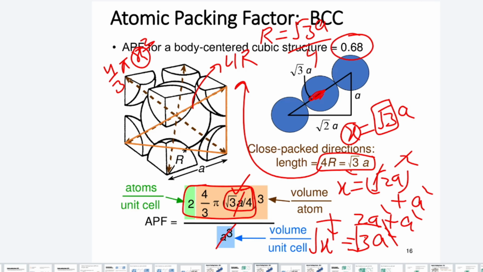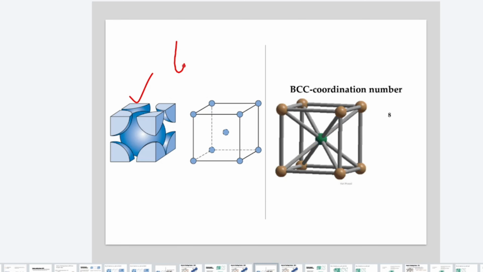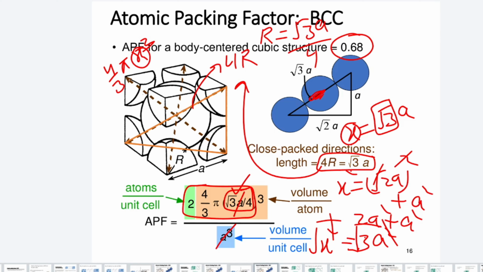So 0.68 is the atomic packing factor of the BCC. Now, what does it mean? It means that within the BCC, 68% of the space is covered by the atoms, while the remaining 32% is free space, right? So this one is more packed as compared to the previous one. The previous one was 52. So this is like good packing of the atoms in the BCC, far better than the simple cube. Now, any confusion in the atomic packing factor of the BCC?